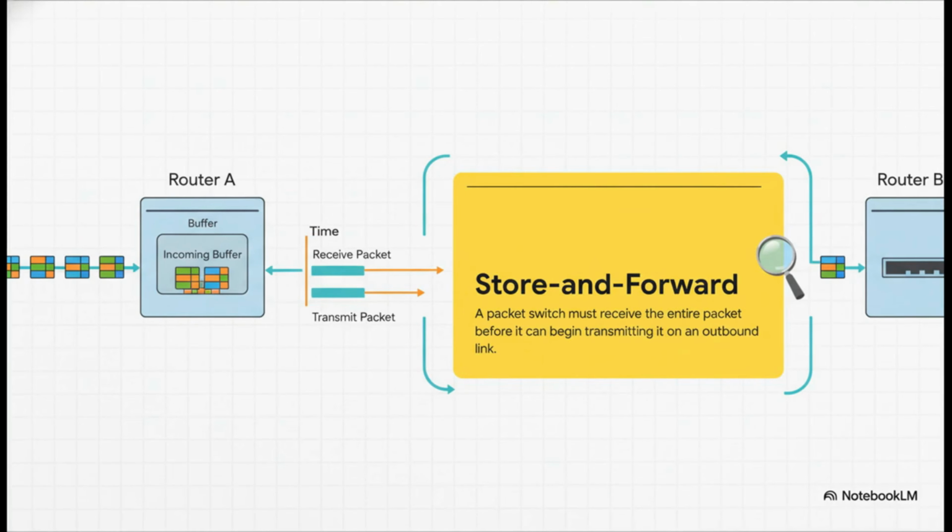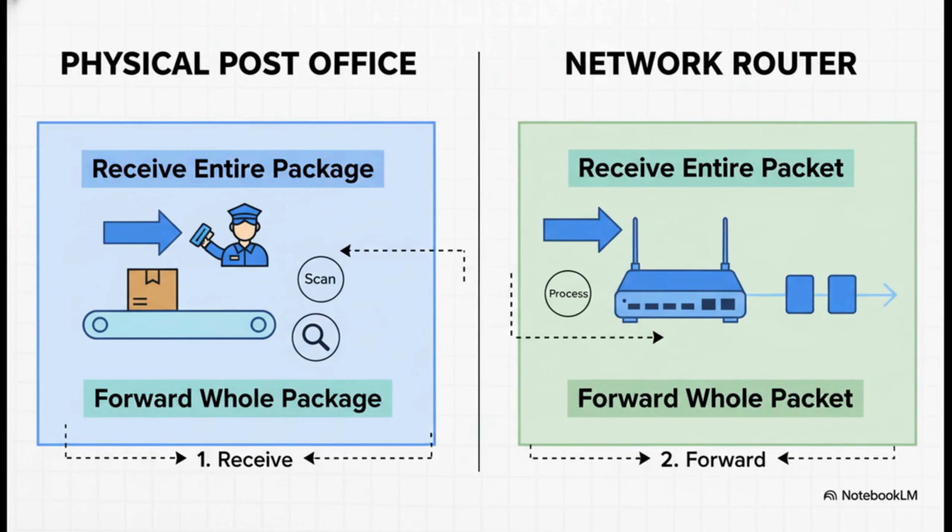Okay, so the very first rule of the road for our little packet is something called store and forward. What that means is at every single stop on its journey, a router has to receive the entire packet before it can even think about sending it onward. Not a single bit can be missing. The post office analogy just makes this crystal clear, right? A mail sorter has to wait for your entire box to land on their table before they can look at the address and send it to the next truck. Routers are doing the exact same thing, they're just doing it millions of times faster.